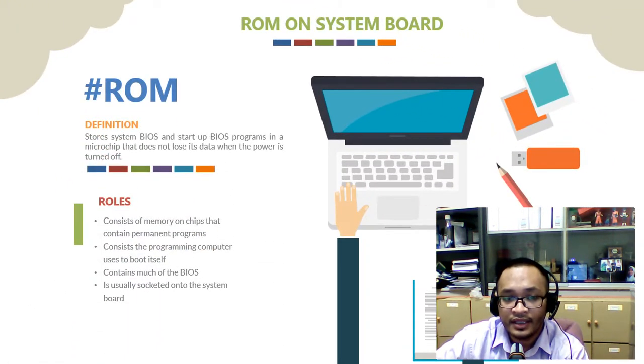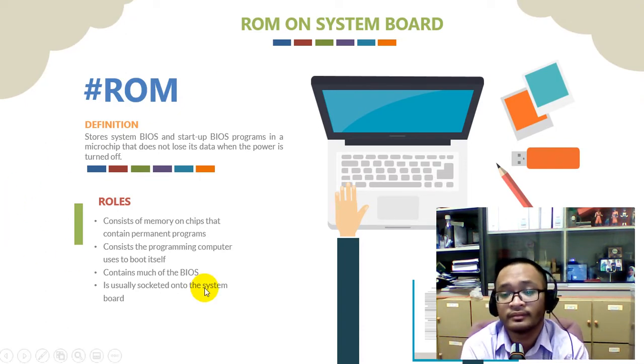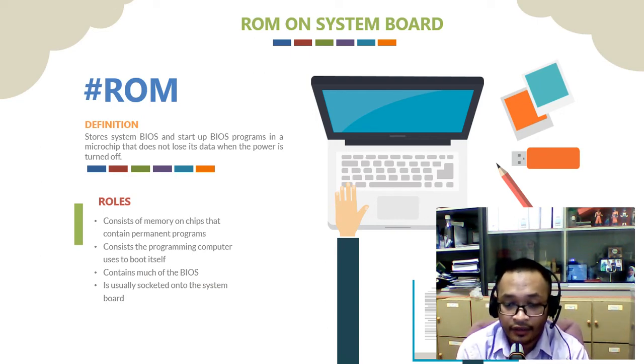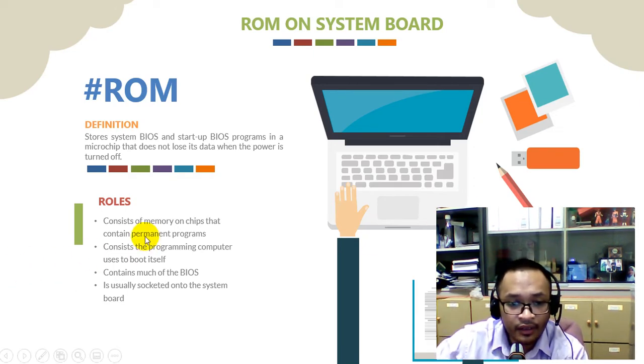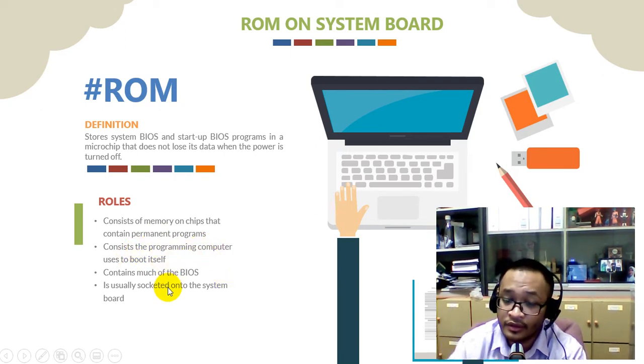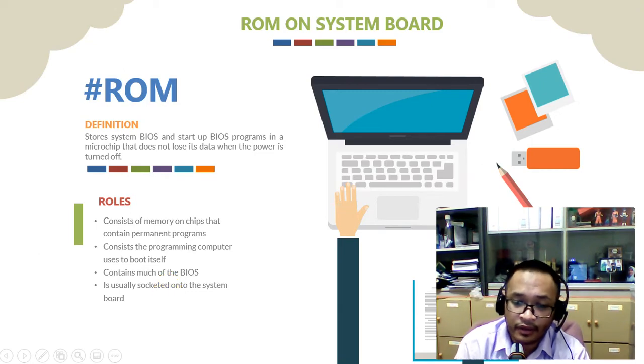Okay, so ROM, the system board. ROM is read-only memory. Read-only memory means a chip that you can only store data on once. The ROM usually contains a permanent program, consisting of the programming the computer uses to boot itself. So usually we put it as a BIOS.